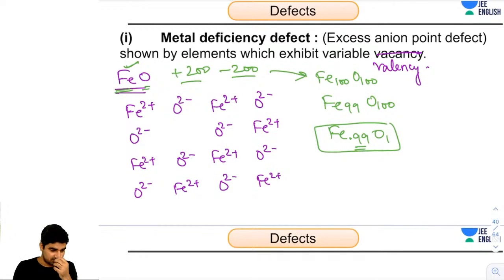4 to 5 classes. Surface chemistry will take 4 to 5 classes. Okay, Triveni. Yes.